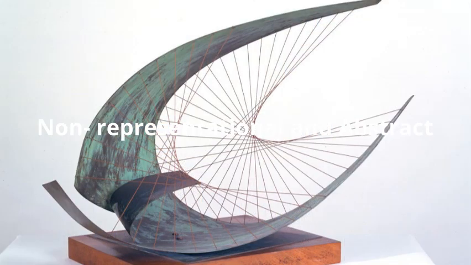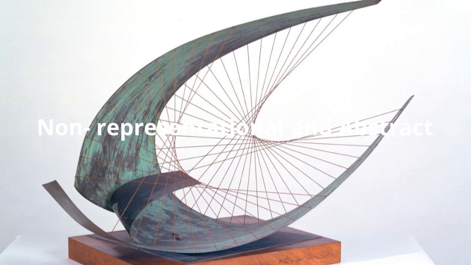And then this last example here is Barbara Hepworth, and her work is also non-representational. She plays with a lot of circular objects and lots of interesting line tension with these wires that she'll run through her sculptures. And her work is always non-representational.